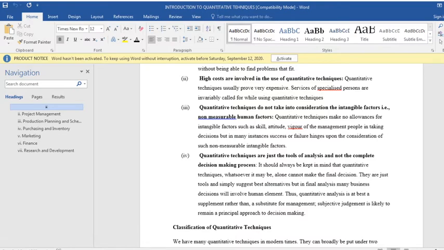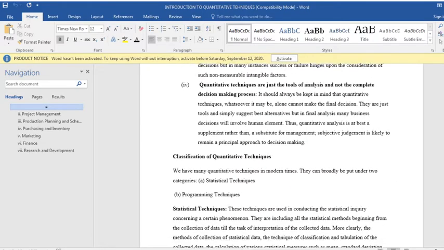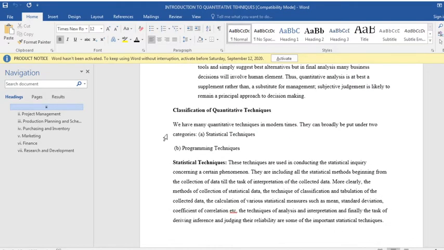Classification of quantitative techniques. Quantitative techniques are broadly classified into two: statistical techniques and programming techniques. Statistical techniques are techniques that are conducted for inquiry purposes, to inquire into the state of a certain phenomenon. This involves the collection of data, analyzing of data, and interpreting of data, so that you can come up with results which are then going to be used in decision making.